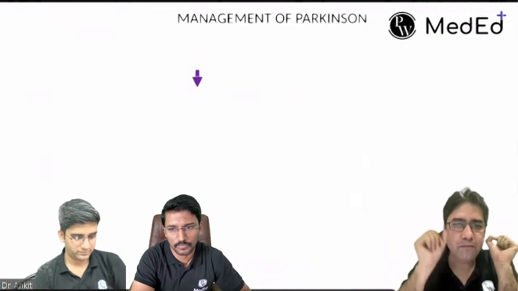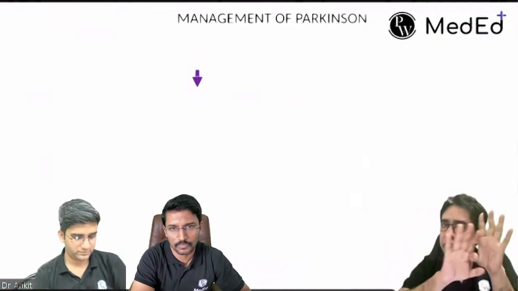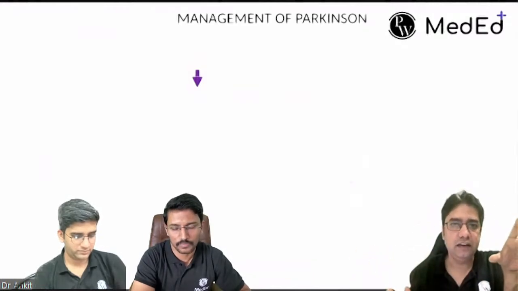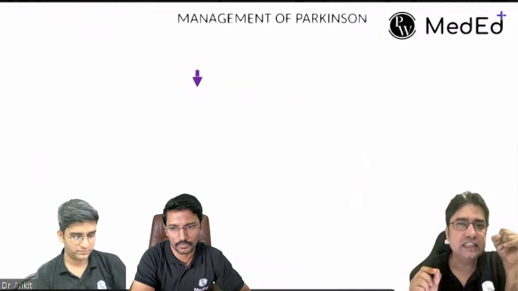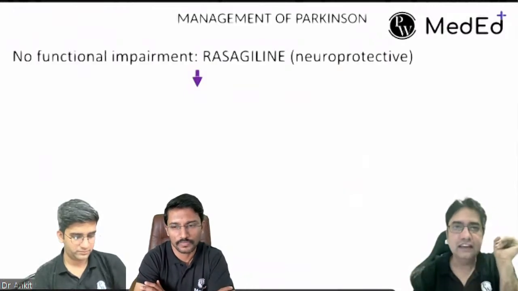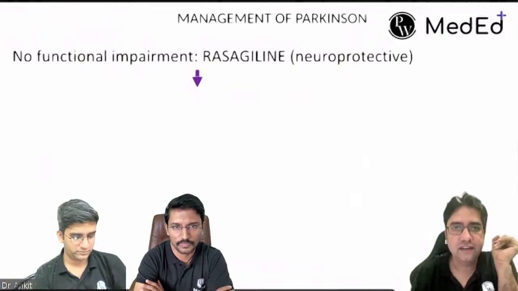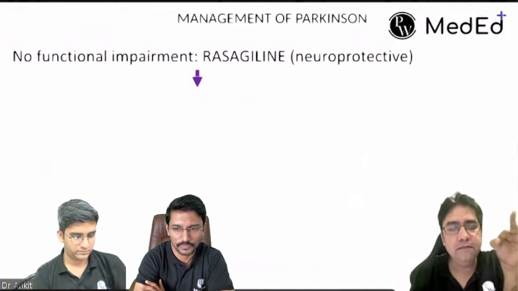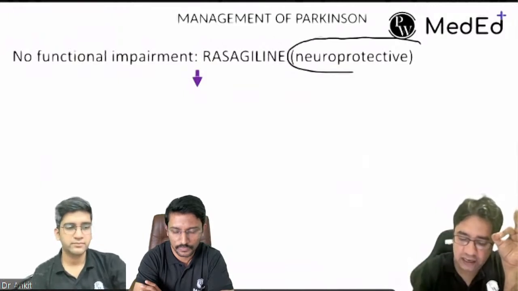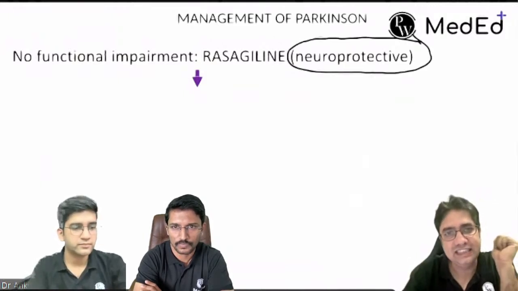Let's say a patient of Parkinson's disease came to you without any motor symptom, without any functional impairment. Which drug will you start? The answer is rasagiline. Because rasagiline, -giline means MAO-B inhibitor. It is the only neuroprotective drug we have for Parkinson's disease.